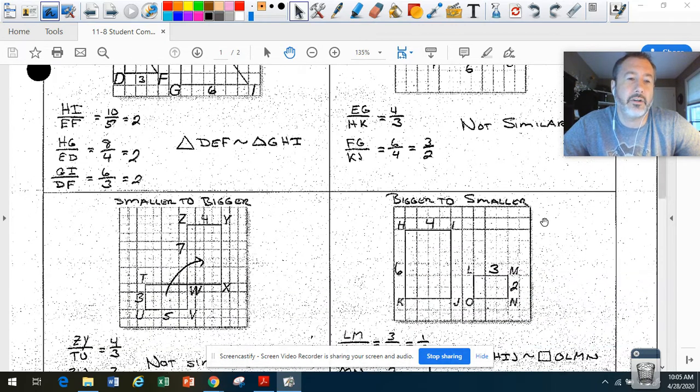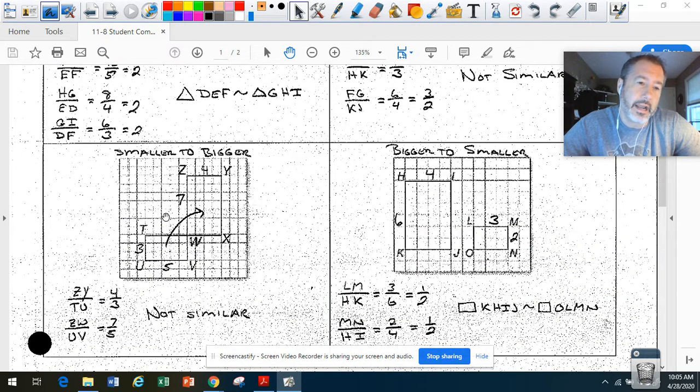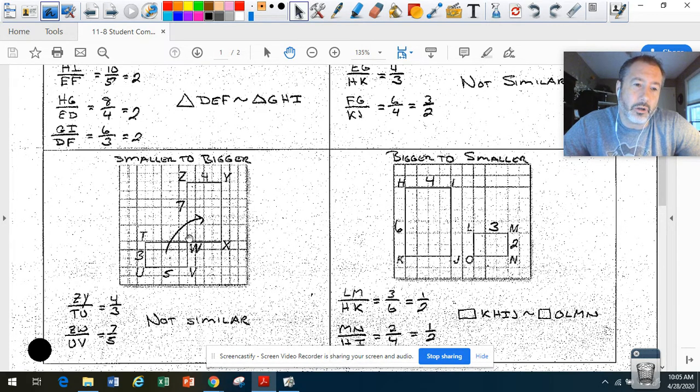Let's go down here to the next one. If we look here, it looks like we have a rotation around point W. So we're rotating it up, and then we are dilating it. It looks like we're going smaller to bigger. So we've got to know what side goes with what. It looks like UV is going to go with ZW. That makes sense. UT is going to go with ZY.